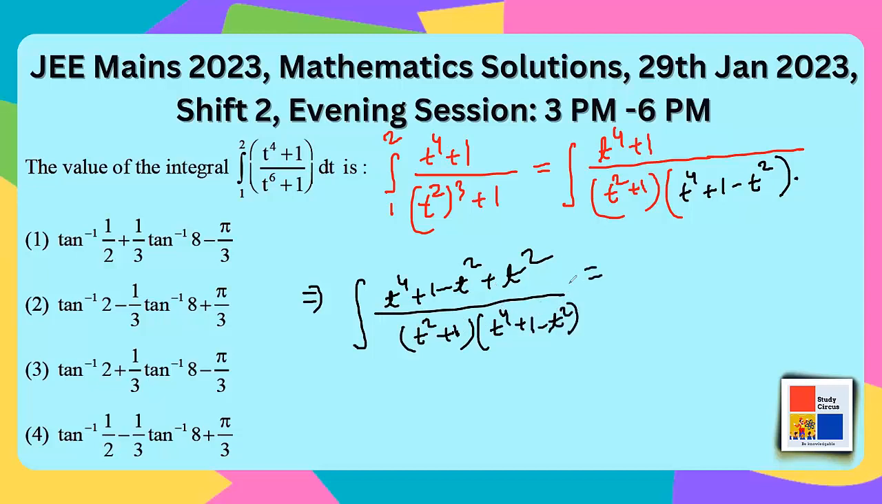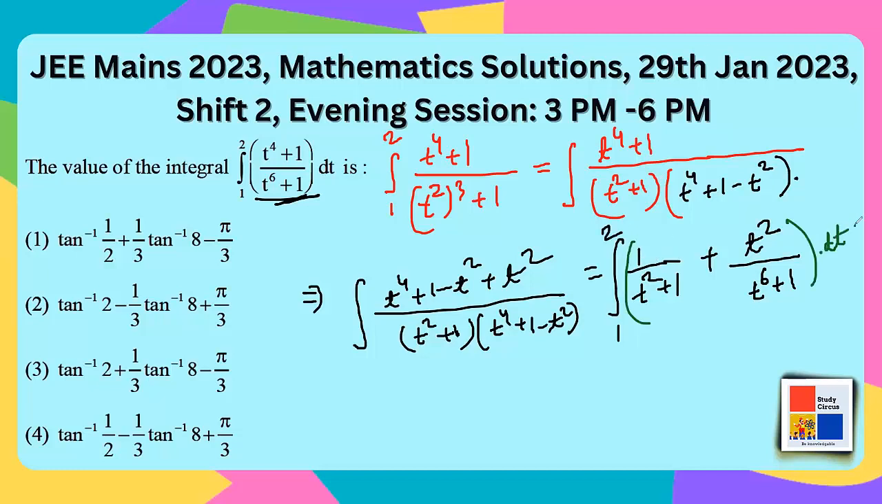Right, so when you split it, this will be 1 upon t square plus 1 plus t square upon the whole denominator. The whole denominator I'll again write in this form only, because that will help me. So t square upon the denominator is t to the power 6 plus 1 only, right? So I have broken up the integral in this form here, this thing dt.